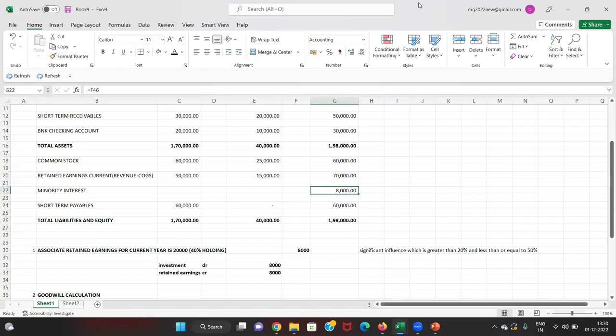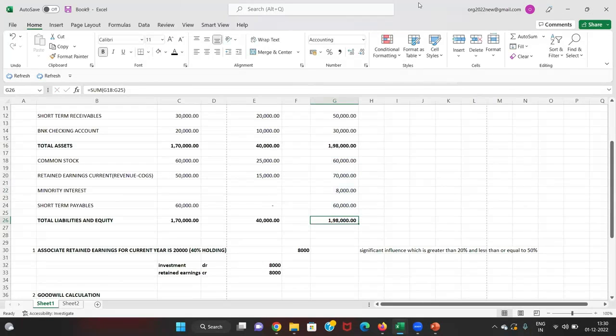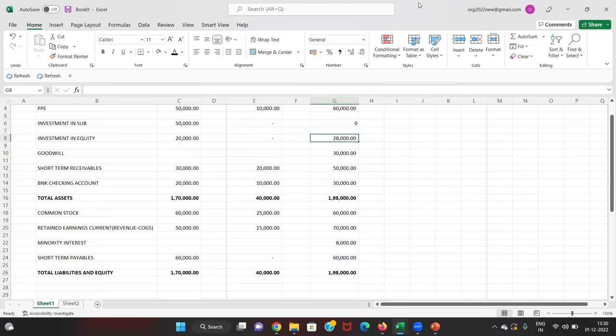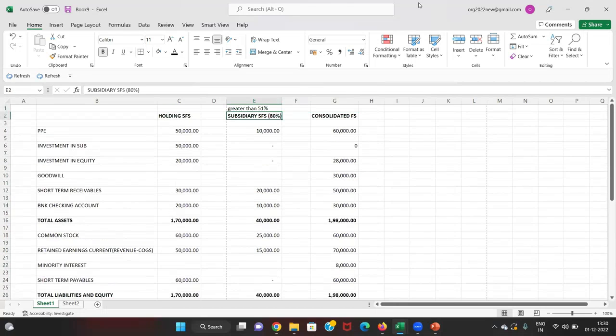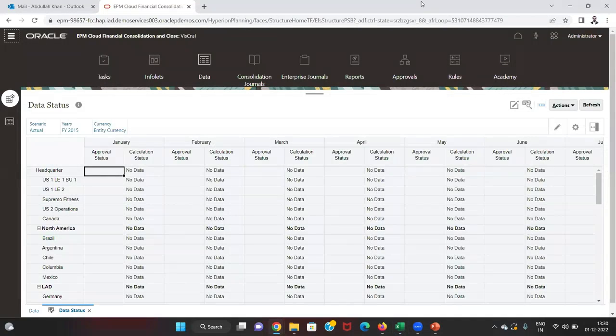Minority we've already seen. Short-term payables is only for the holding. So our total of the balance sheet comes to 1,98,000. Now we will validate whether these figures come in the consolidated financial statements when we create such financial statements through our FCCS application. So for that, we'll first go to the application.